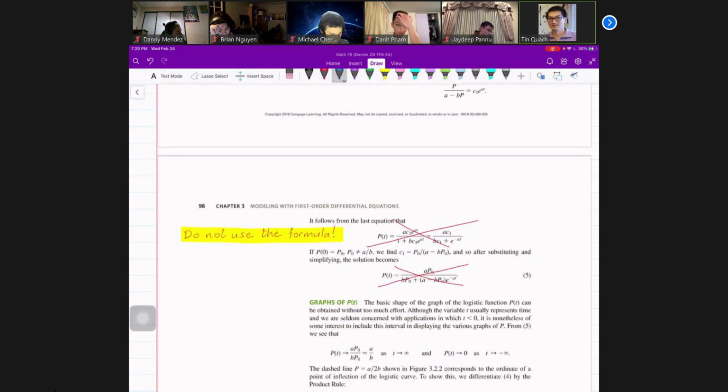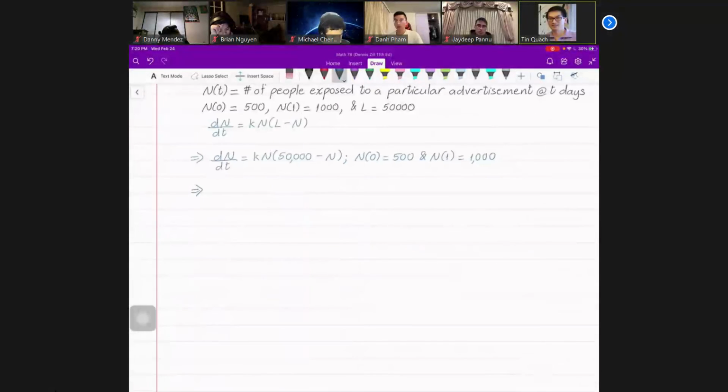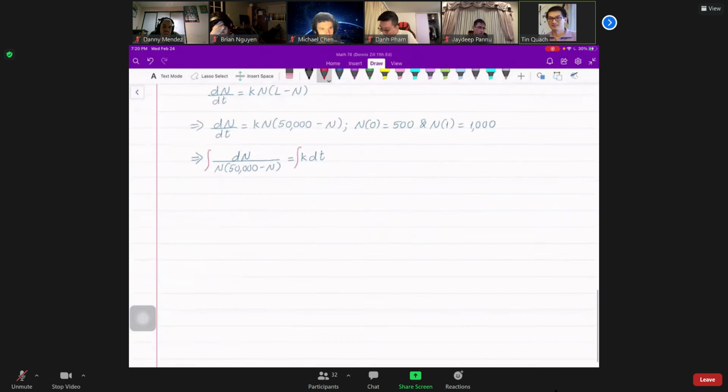Okay, so let's go over here. So we're going to separate the variables. So we have dn over n times (50,000 minus n). And on the right side, this is k dt. Okay. So now we're going to integrate both sides.